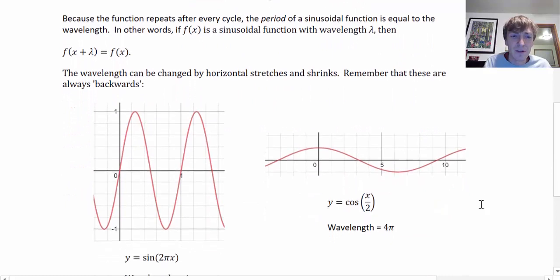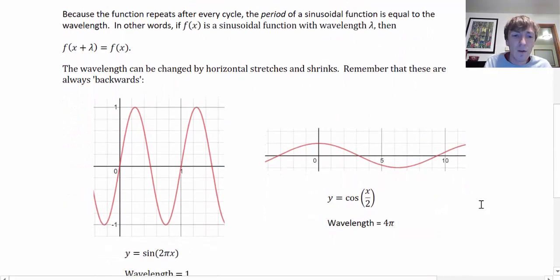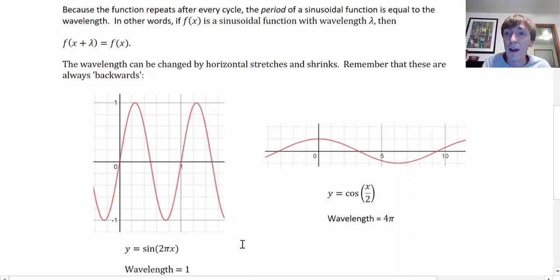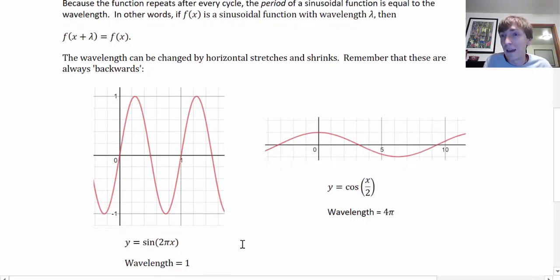And let's see some examples. So y equals sine of 2 pi x. Well, the wavelength started at 2 pi, but because I've multiplied x in the function by 2 pi, my new wavelength is 2 pi divided by 2 pi, which is just 1. So quite often you see people starting not with sine of x, but with something like sine of 2 pi x, because that just normalizes the wavelength to be 1 to start with.